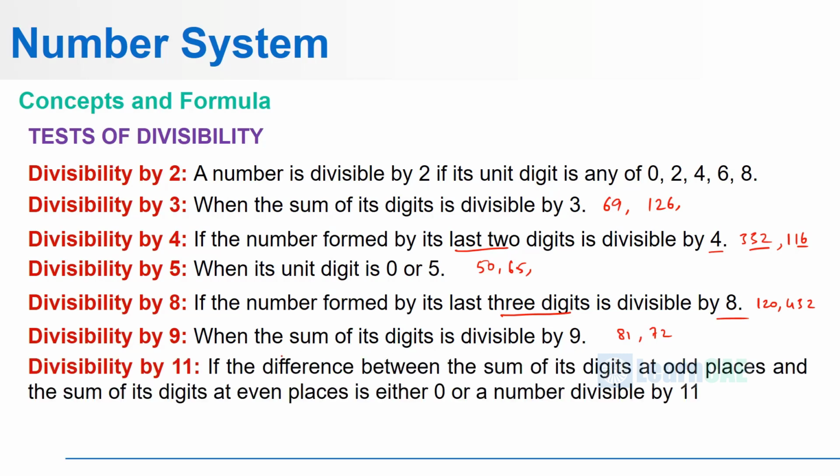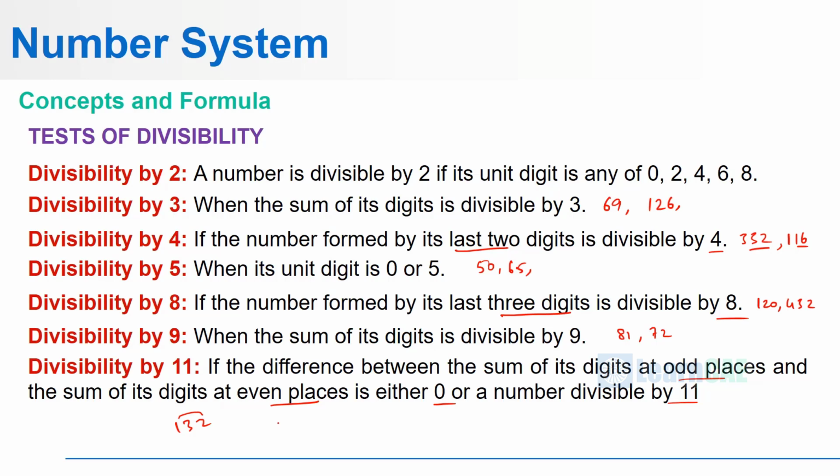Next is divisibility by 11. If the difference between the sum of the digits at odd places and the sum of the digits at even places is either 0 or divisible by 11. For example, if you take 132, the sum of the digits in odd places will be equal to the sum of the digits in even places. That means the difference will be equal to 0. So it is divisible by 11.